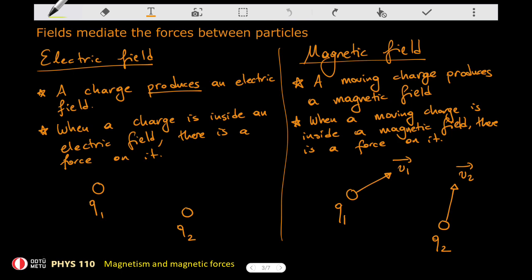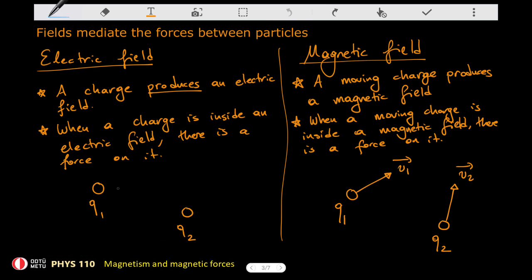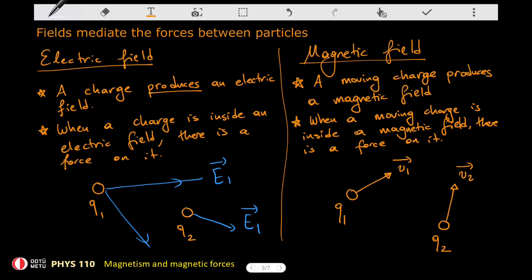Okay, so let me draw this field this time with a blue color in here. This charge produces an electric field. Let's call this E1. And when I place the second charge inside this electric field produced by the first charge, there's a force on it, which is given as: the force on the second charge is equal to the value of the second charge multiplied by the electric field produced by the first one.